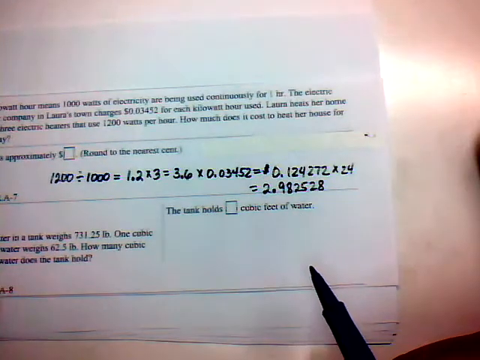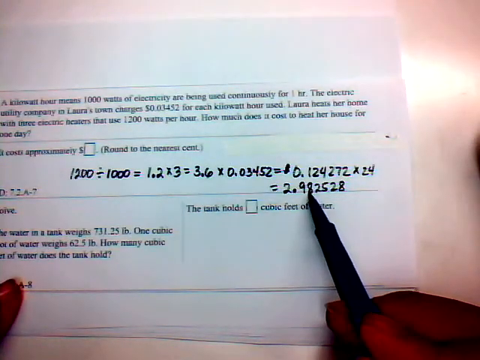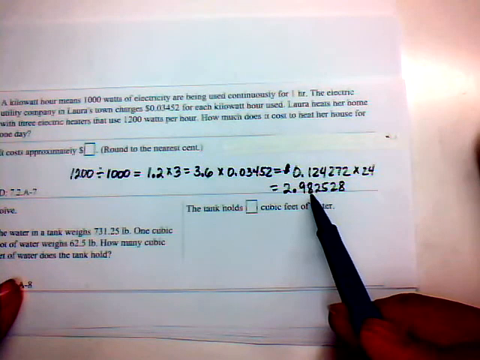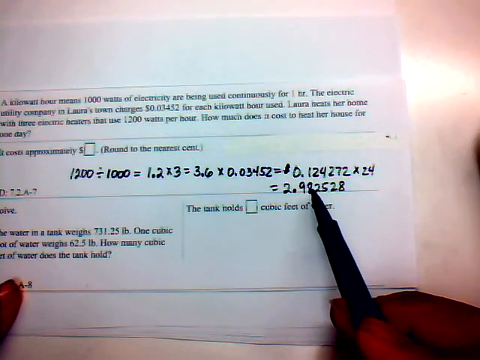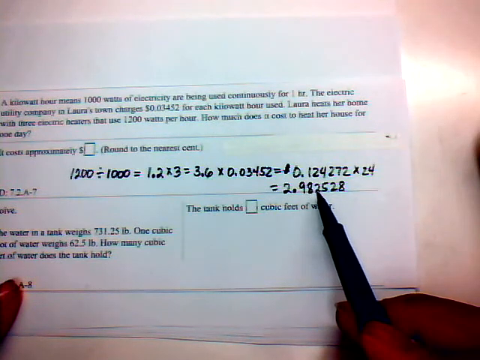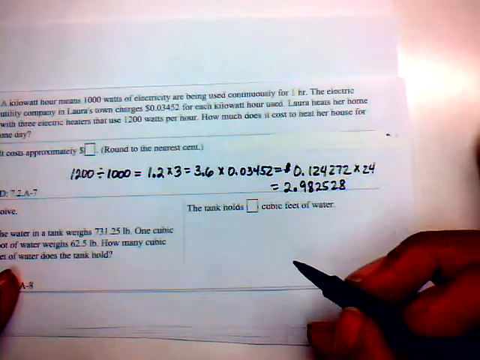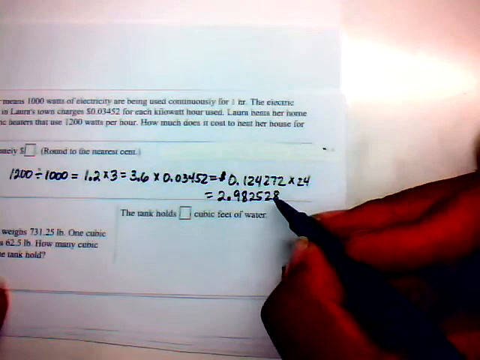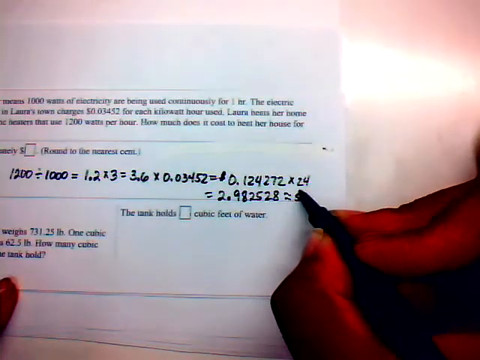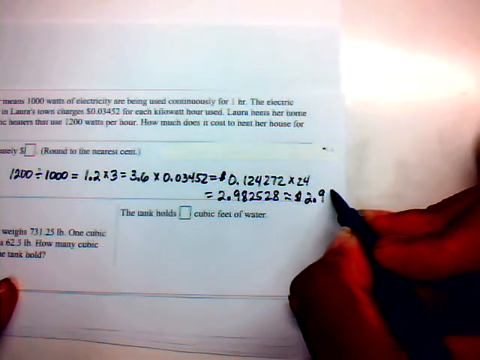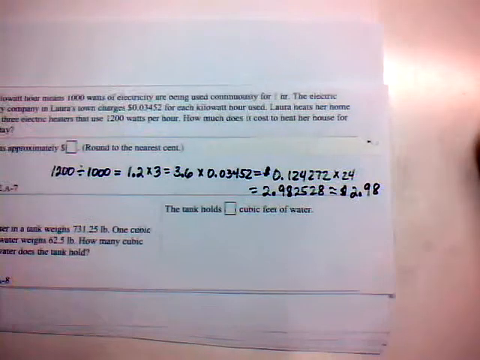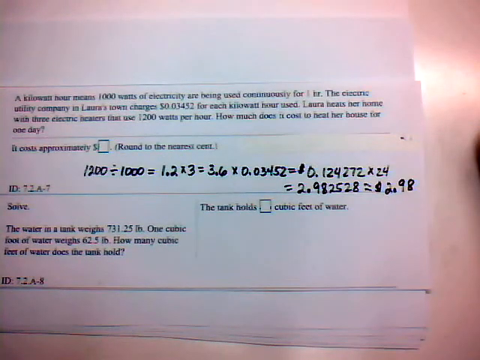Now we're going to round to the nearest cent, or to 2 decimal places. That means that the 8 is in the second digit behind the decimal point. Next to it is a 2. It's less than 5, so it'll stay as $2.98. So it's going to cost her approximately $2.98.